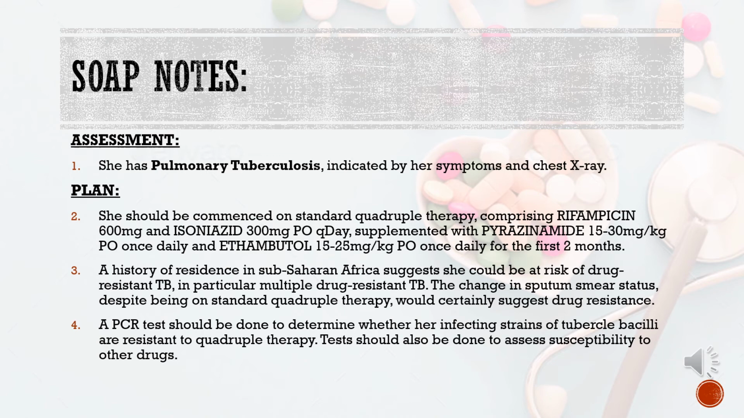But the change in the sputum smear status from positive to negative shows that the patient is developing multi-drug resistant tuberculosis. That means that the drugs we are using are no more working and the tuberculosis has become resistant. So we have to perform several tests, like PCR tests, to determine whether the infecting strains of bacteria are resistant to quadruple therapy or not.